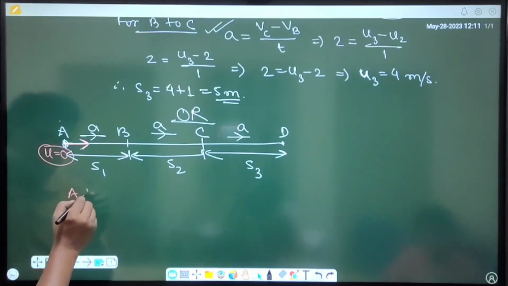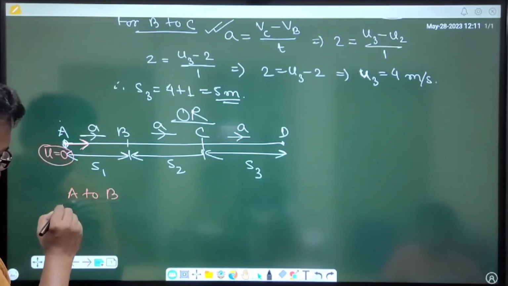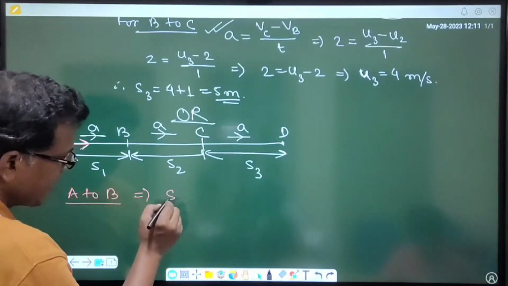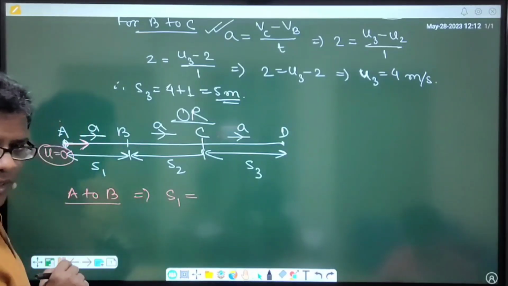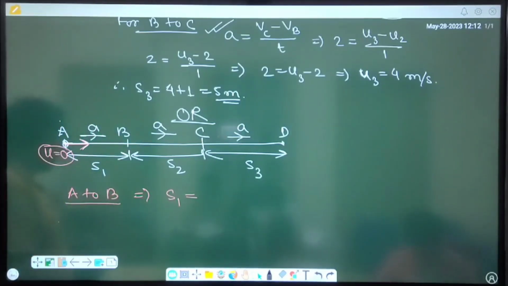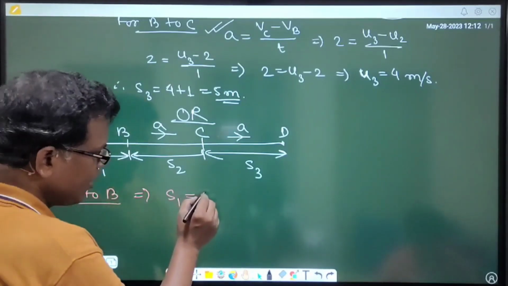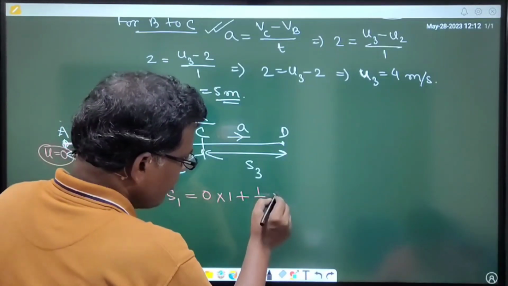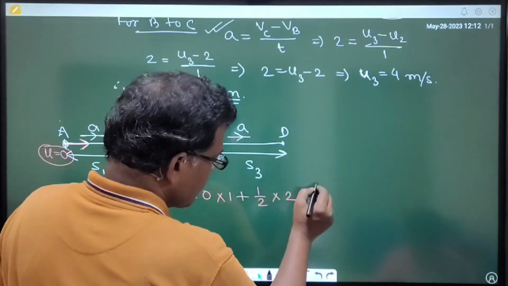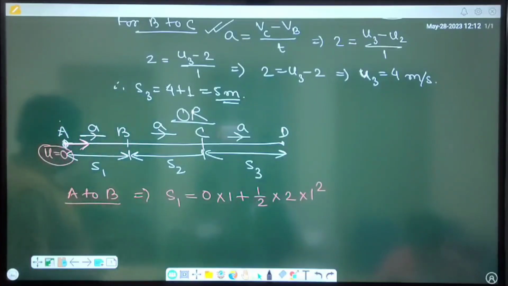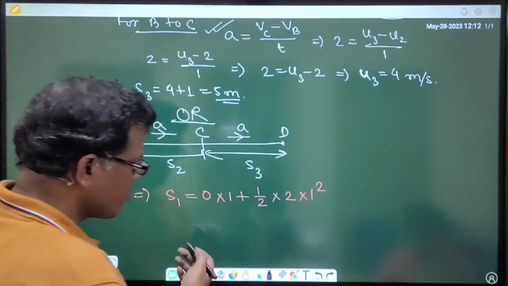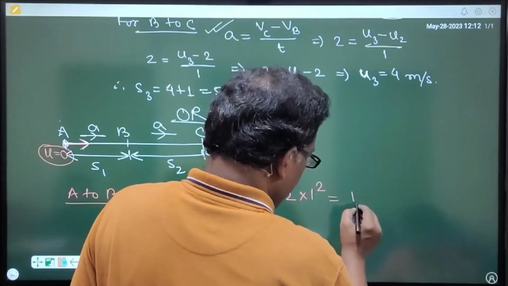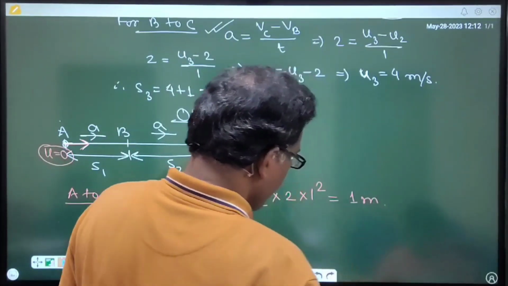For A to B, I can calculate S1 using the initial velocity at A, that is 0. So it is 0 into 1 second plus half into acceleration into 1 square, right? I will do this one only. Yes or no? We have already done this in the previous method also. So this calculation will come as 1 meter, right?